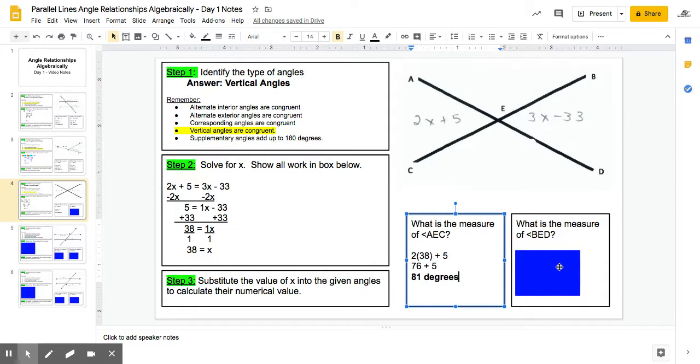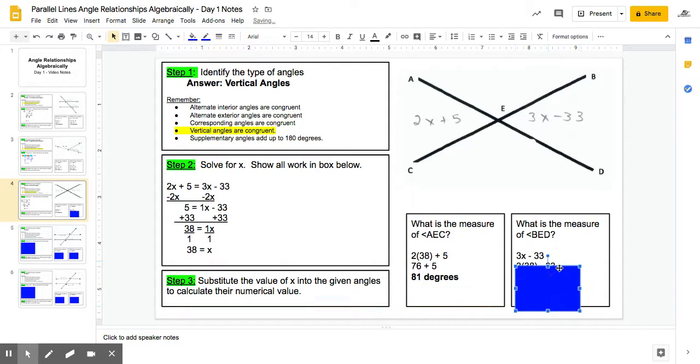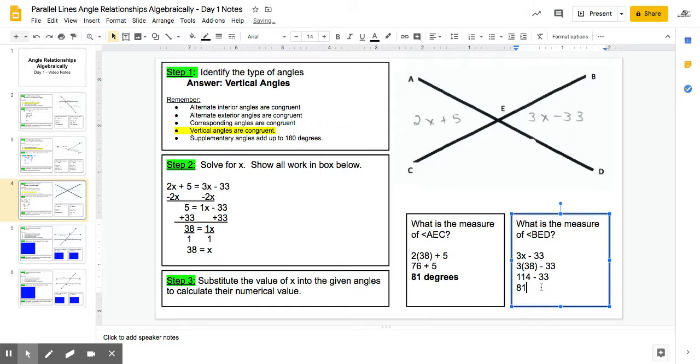Now I have to figure out the measure of my second angle. So again, I'm going to take that 38 and plug it in where I see x. I'm going to multiply first, 3 times 38, which is 114, and then 114 minus 33 gives me 81 degrees as well. Again, we got the same angle measure, which we absolutely should because they are vertical angles and they are equal to each other. So yes, the two angle measures should be the same.